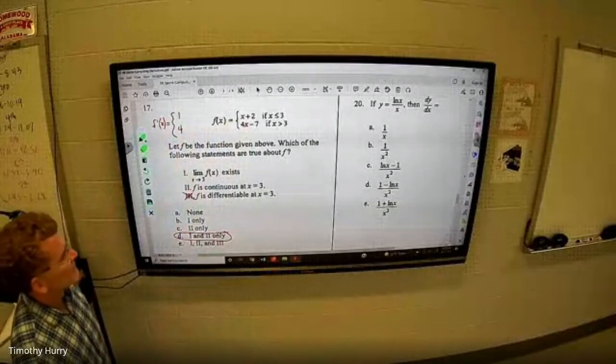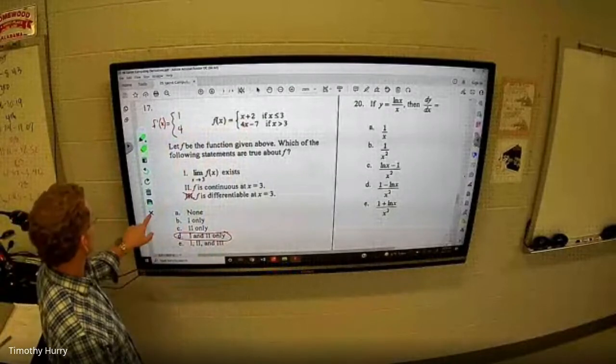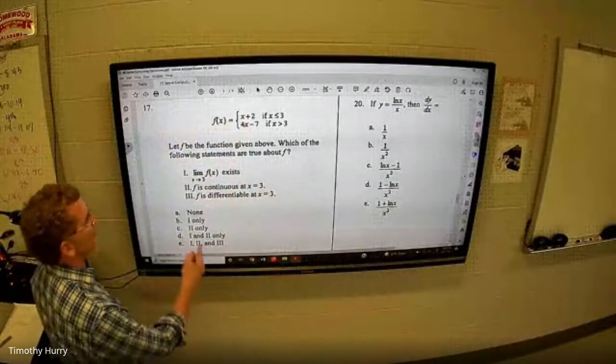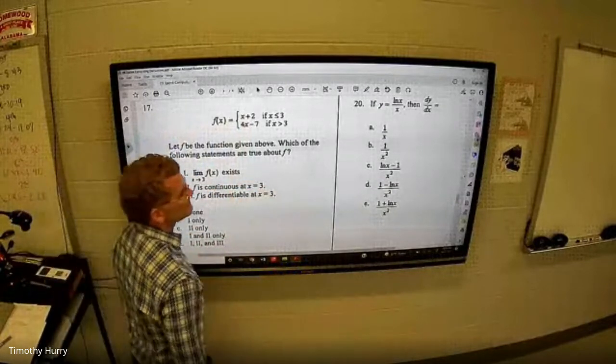All right. 20 intrigues me. Let's look at number 20. We're going to hop over to the right. If y is the natural log, what would be the derivative of y with respect to x?